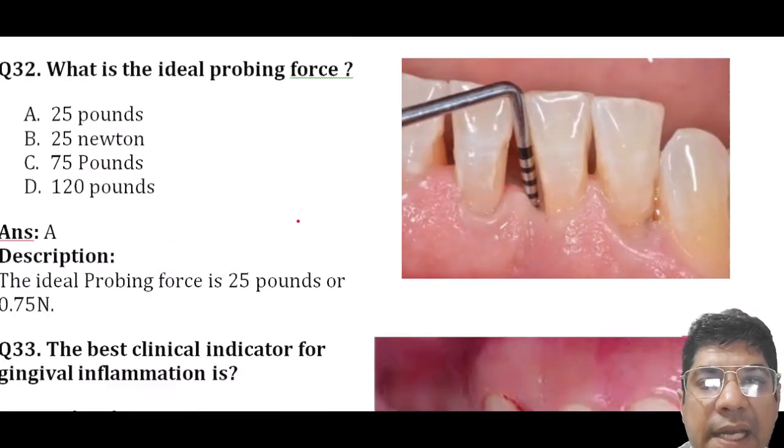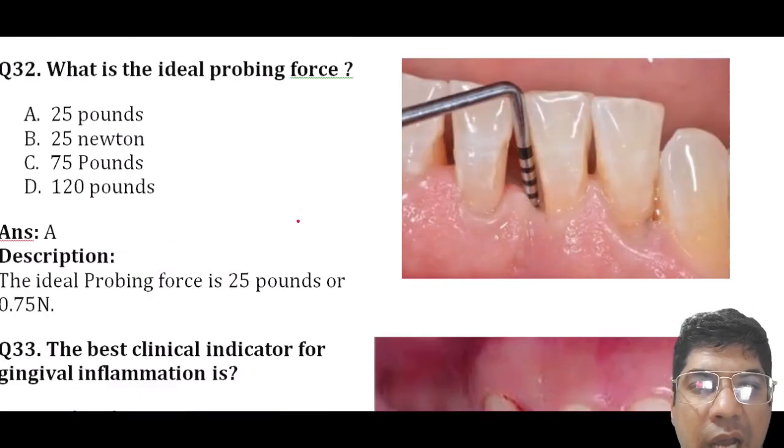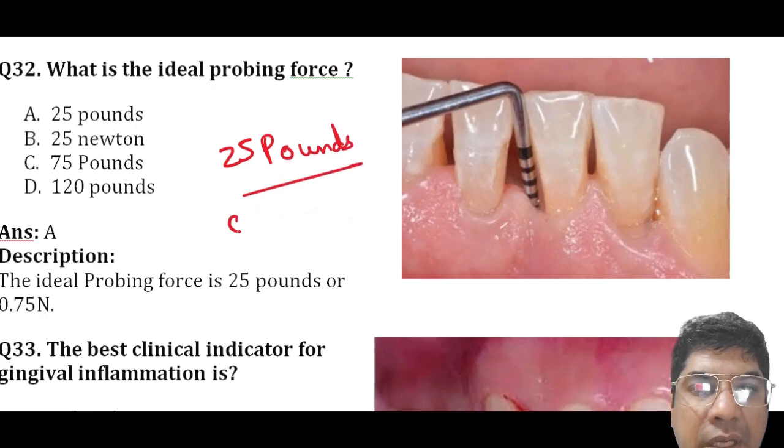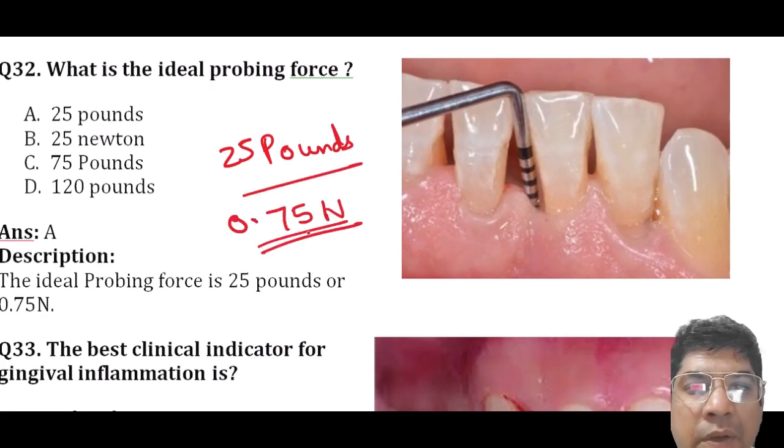What is the ideal probing force? The ideal probing force in periodontal probing is 25 pounds or 0.75 Newton. This force is applied to assess the periodontal pocket depth and health of the periodontal tissue.